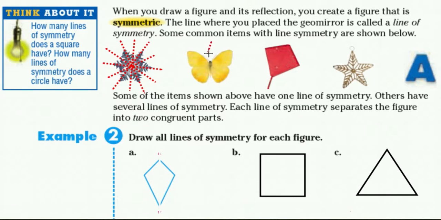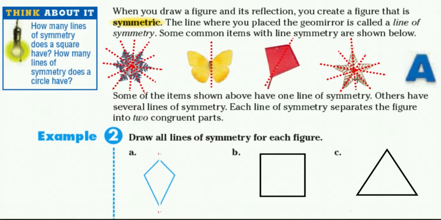This butterfly, for example, I can put a line of symmetry here, and those two parts of the butterfly will be exactly the same. This kite, for example, put a line of symmetry. There it is. When I fold it over that line of symmetry, the two parts will fold on top of each other without any overlaps. Same thing with this star. These are all the possible lines of symmetry of this star. When I fold over that line, it will fall exactly on top of the other half without any overlaps.